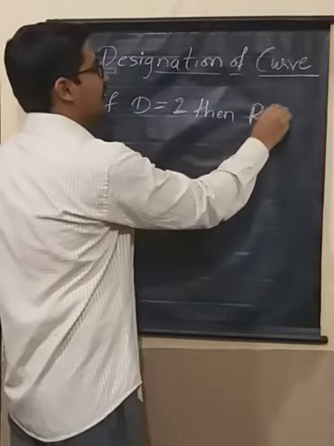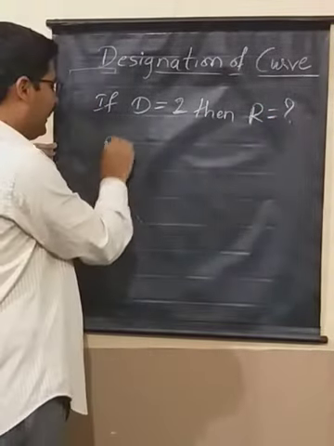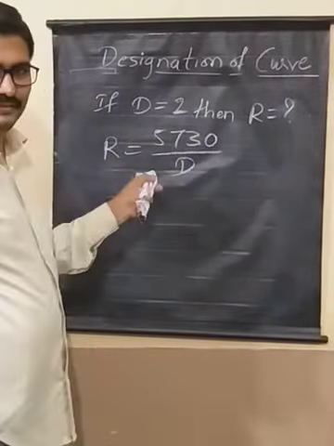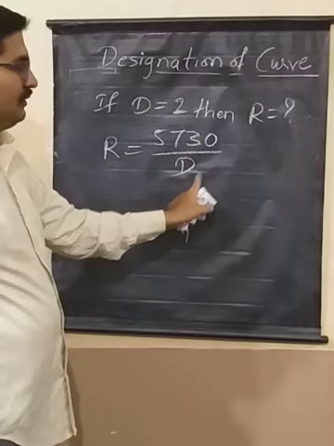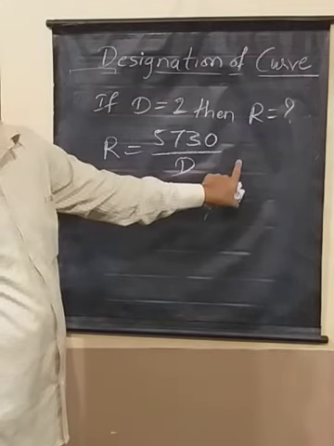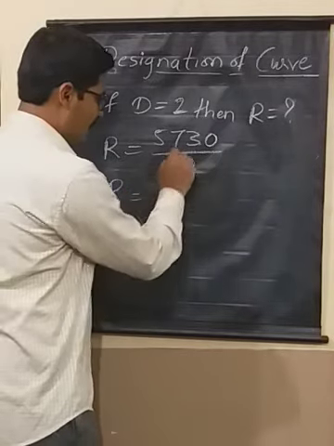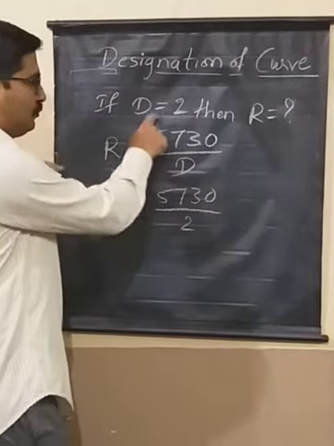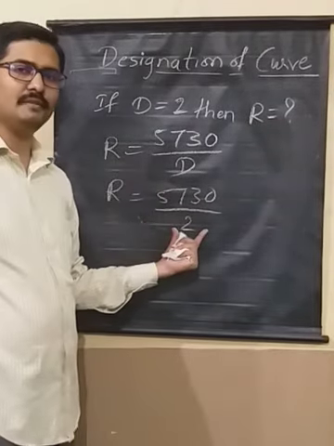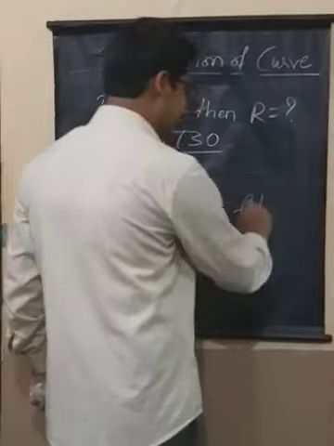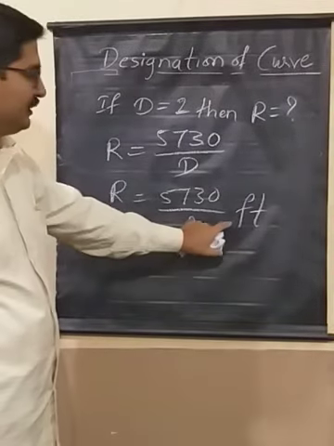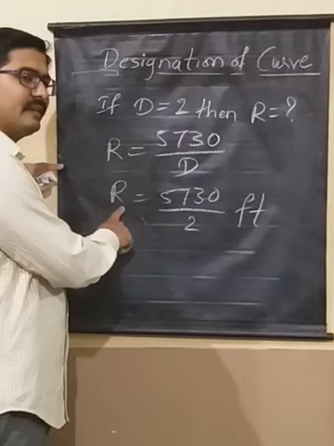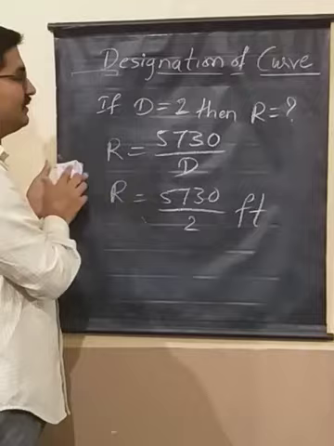if I ask you what is the radius of that curve, then you simply have to use this formula, 5730 divided by D. Substitute D as 2, and you will get the radius. Understood this? Half of this, isn't it? Because degree of curve is 2. So you just see how much is this value. So many feet it is, right? So make sure that whatever you get will be in terms of feet. So radius can be calculated when the degree of the curve is given.